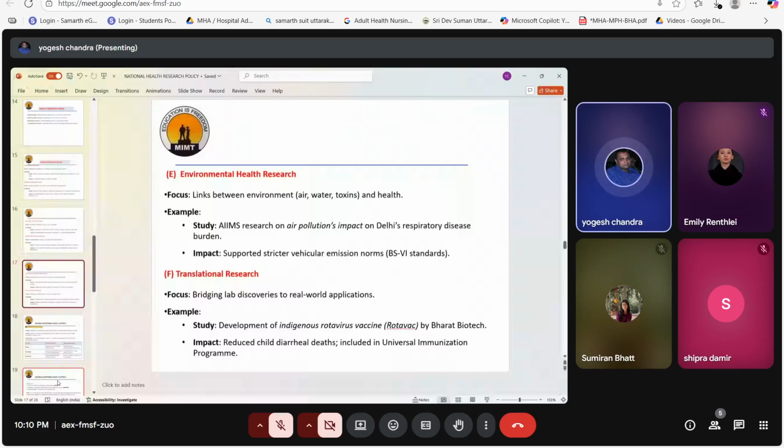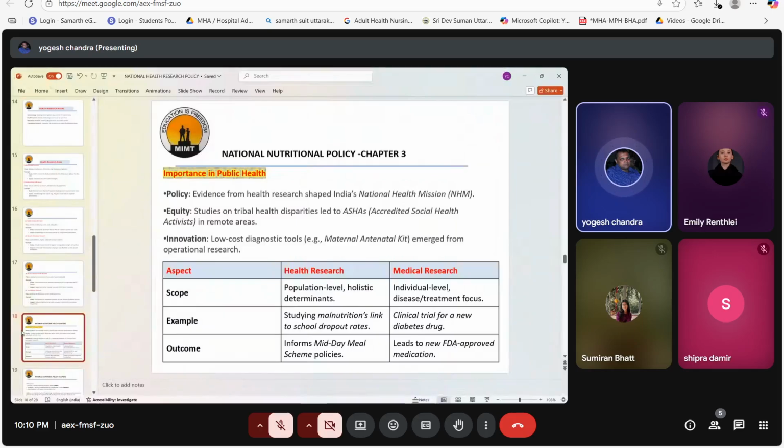Few areas. Now, in public health, based on this research, we reshape our policies; whatever the existing policies are, we can change them. Then third is low-cost diagnostic tools, maternal antenatal kits, all these kinds of things are all part of operational research.